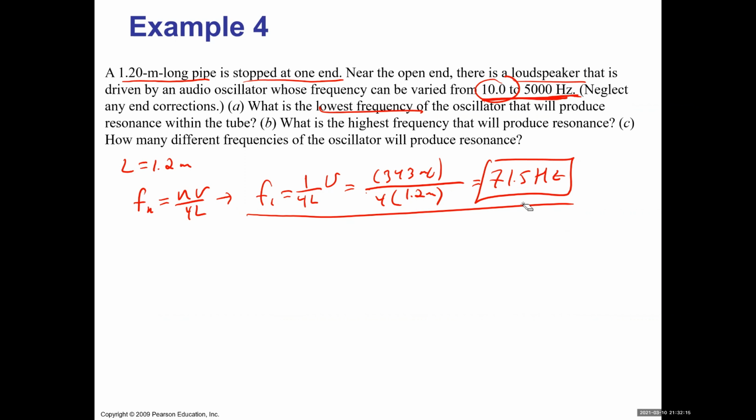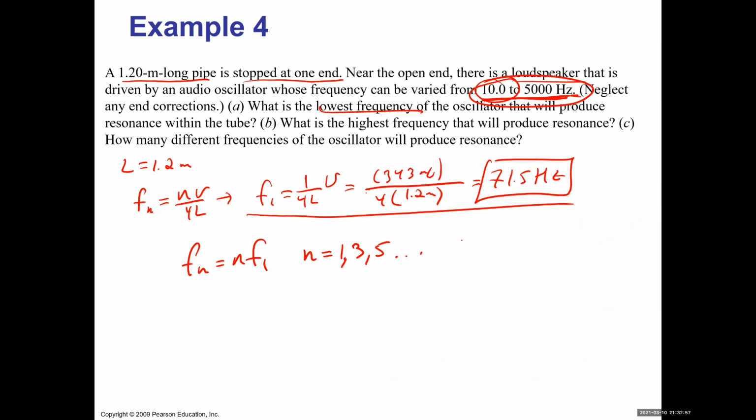The next question is: what is the highest frequency that we can have? You want something close to 5,000 but that doesn't go beyond 5,000. We don't know if it's exactly 5,000, so it can vary from 10 up to 5,000. We know the equation for the higher harmonics is f of n equals n times f of 1, where n equals 1, 3, 5, because it's an open-closed tube.